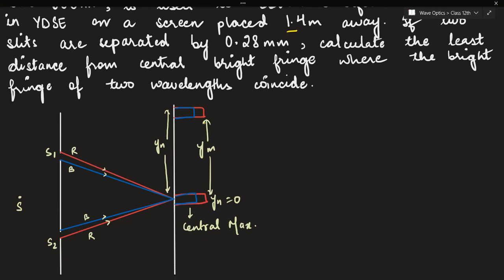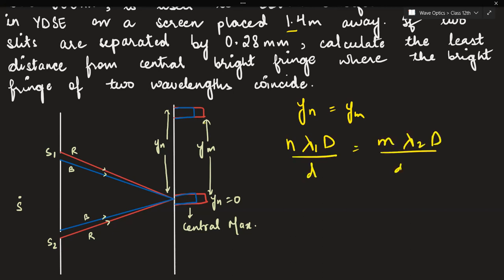At the end, if this separation is yn, this separation is ym, and both are coinciding, it means both are equal. The formula for the bright fringe, we had seen, y is equal to n lambda D by d. So n lambda 1 D by d is equal to m lambda 2 D by d. Capital D gets cancelled, small d gets cancelled. I have chosen m as the number of the fringe for the red one.